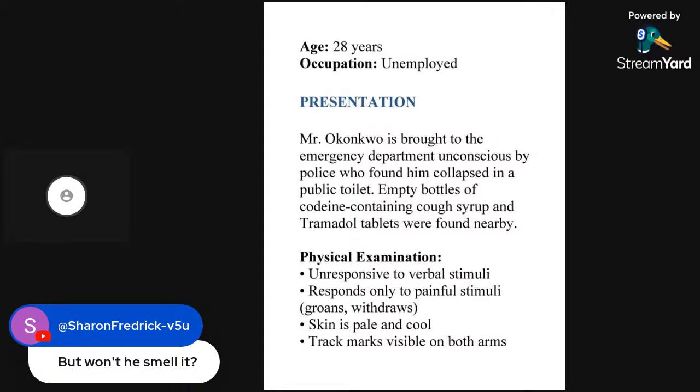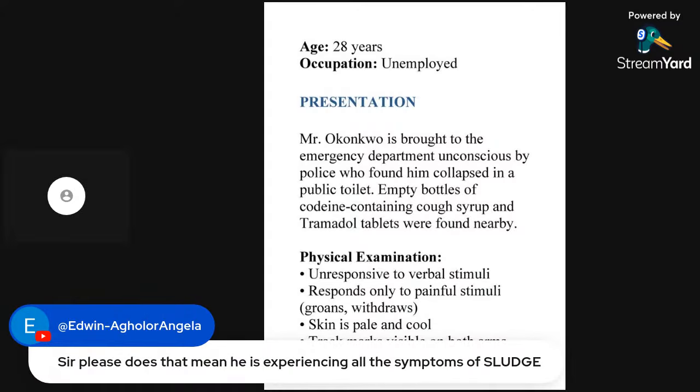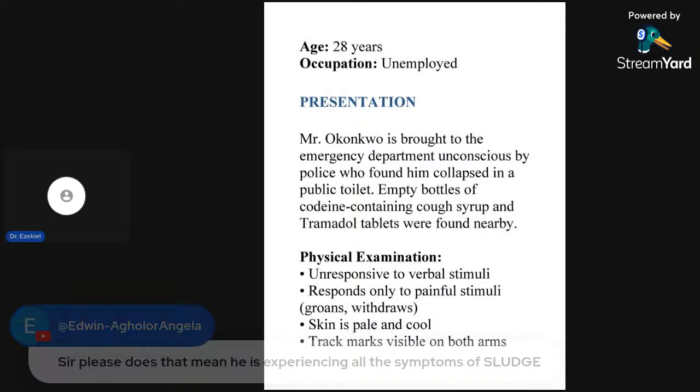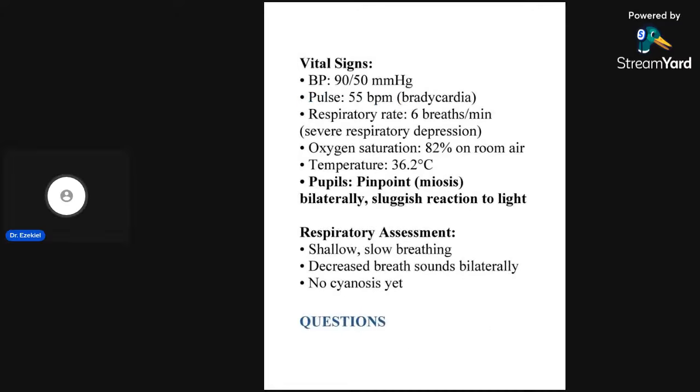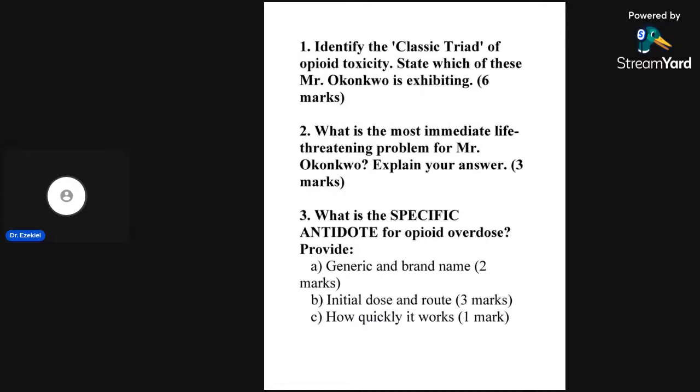No, he's not experiencing all the symptoms of SLUDGE. The case study mentioned the symptoms he's experiencing. You understand? Not everything. I don't think he was experiencing defecation because it's just barely 2 hours he took it. So you be able to identify which of the symptoms in SLUDGE he is experiencing. So let's leave that. So a physical examination, unresponsive to verbal stimuli, response to only painful stimuli, skin is pale, all right? Then vital signs, the rest, respiratory assessment, the rest.